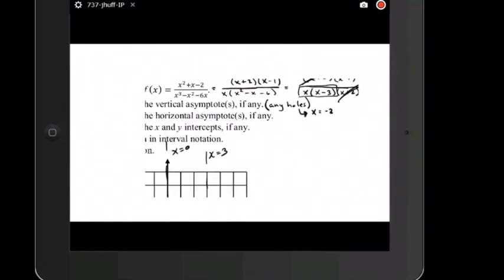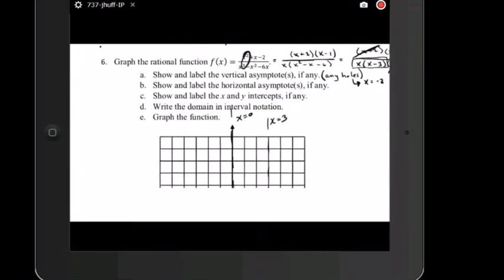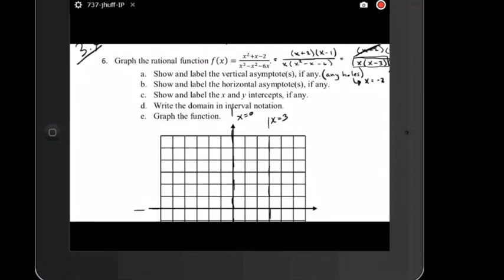Now the horizontal asymptote, just like we did for question 5, we compare the degrees of the numerator and denominator. Because the numerator again has a smaller degree, the horizontal asymptote is just 0. If they happen to have the same degree, remember, you just divide the leading coefficients, and that would be your horizontal asymptote. Okay.